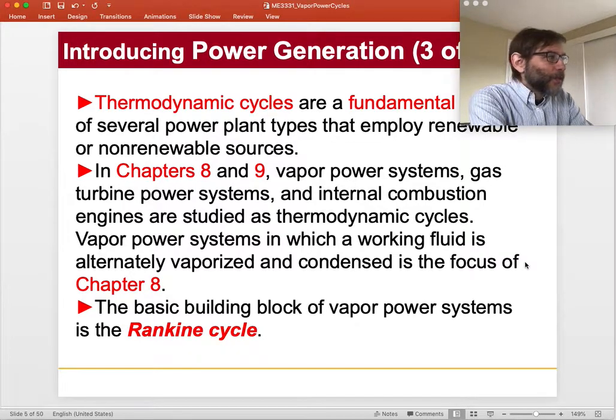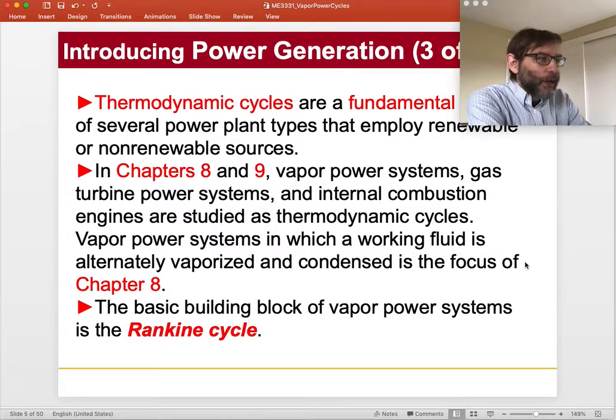So this is the modern take on it. It used to be that vapor power cycles were described as coal power plants, because that's what we used to have. When I was a kid, that's all we had. But now we have all sorts of vapor power cycles. Gas turbine systems and internal combustion engines are also studied in chapters 8 and 9.